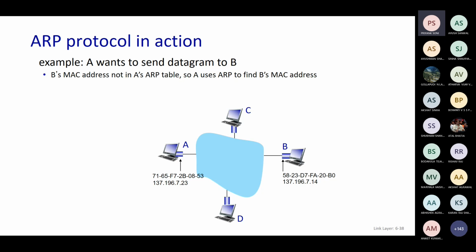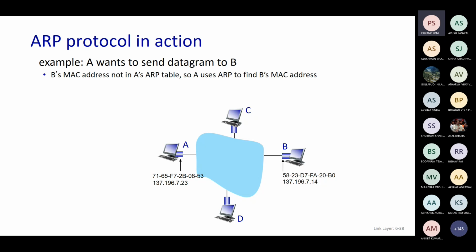So now let's see some examples of how the ARP protocol is used. ARP is the address resolution protocol. You are trying to find out the MAC address of a given end system, or a given interface. So in this example, A wants to send a datagram to B. B's MAC address is not in A's ARP table. Therefore, A uses the address resolution protocol to find B's MAC address.